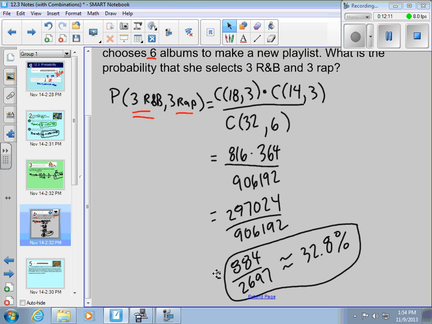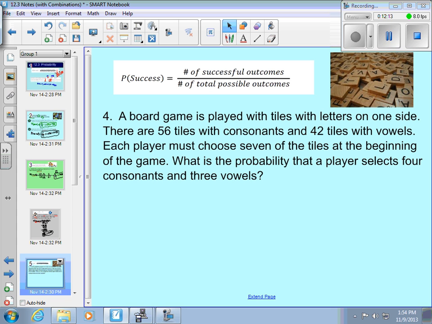All right, for tomorrow, why don't you try out number 4 and see if you can do this problem about how many ways there would be to choose these number of letter tiles out of this game. And we'll see how you do on that one tomorrow.